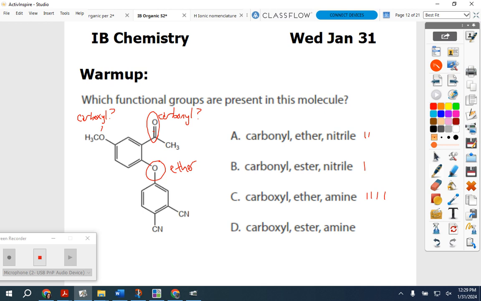Somebody who picked B, tell me where the ester group is. Anyone point out an ester group? Yeah? Oh, you meant to pick A. Okay, we're gonna move this up here. Okay. So we're gonna say that everyone is in agreement that this is an ether group. Good. Okay. So we're gonna cross out B and D, and then somebody who picked C, tell me where the amine group is.